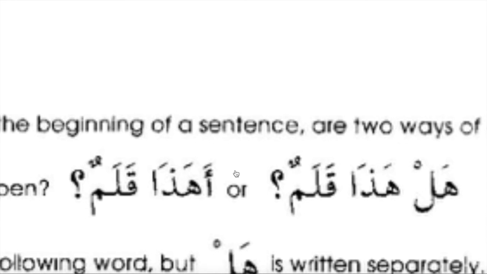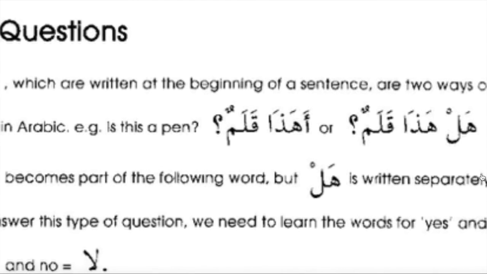Hal and a are used when you have some idea but you're not clear about what that thing is. Let's check this out. Hal hadha qalamun. You think you're a bit confused, so you want to clarify. That's why you use hal or a. So, is this a pen? Or you can say ahadha qalamun. Is this a pen? Both mean the same, but just remember that a becomes part of the word, but hal is written separately.